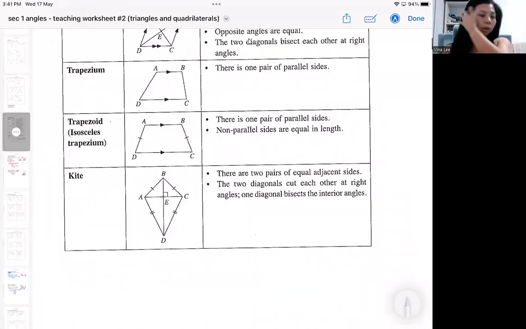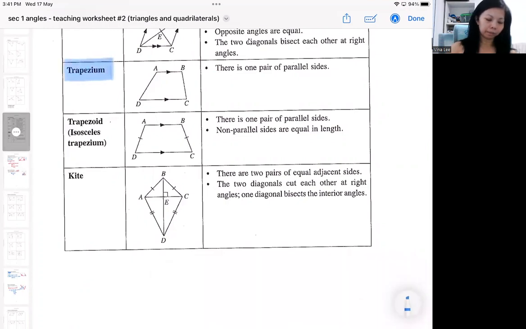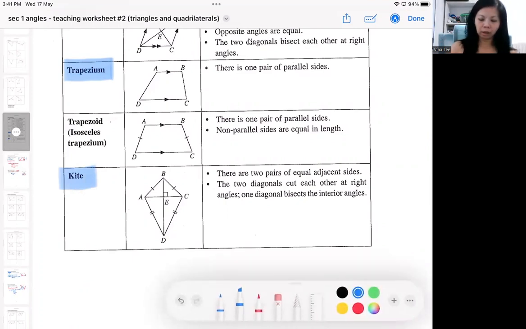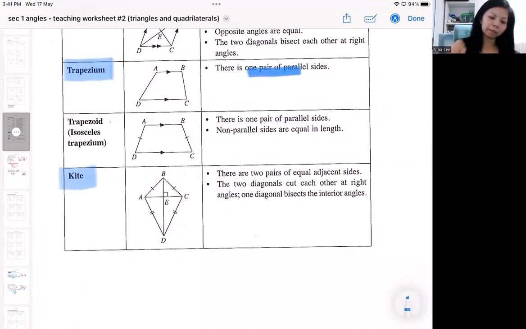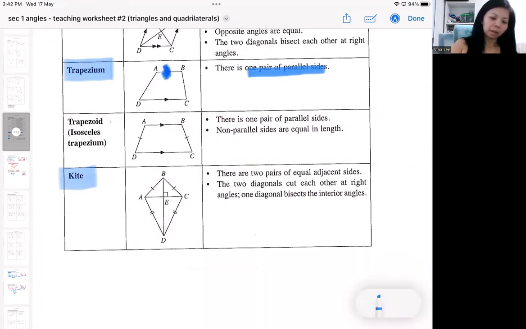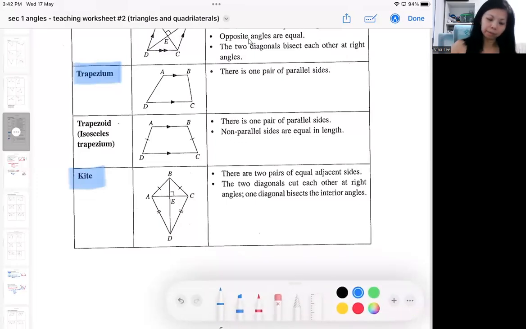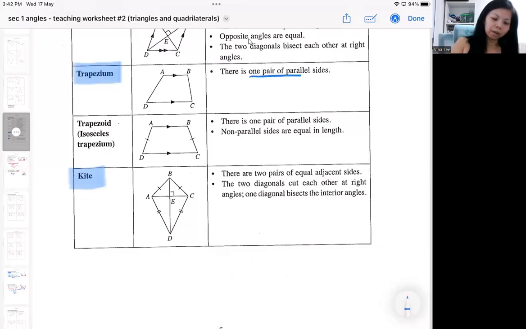In the next shape, the next two quadrilaterals that we'll be looking at will be the trapezium and the kite. For the trapezium, there's nothing interesting except for a pair of parallel lines. There's only one pair of parallel lines, but it will still lead you to the parallel line property.